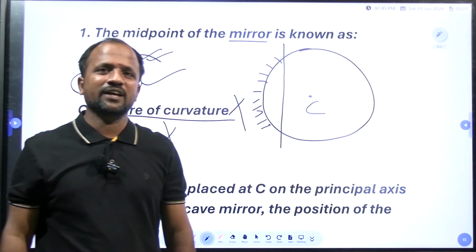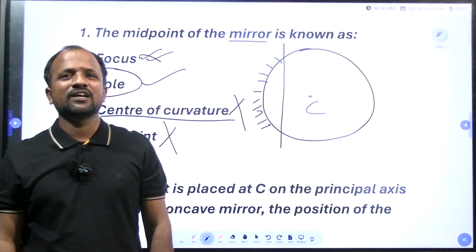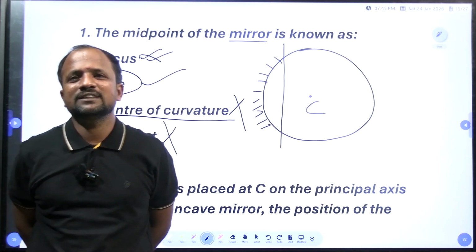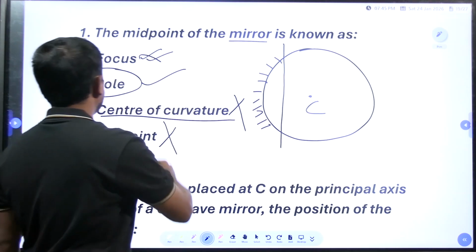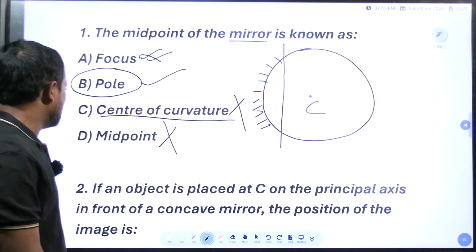Geometric center of a curved mirror is known as a pole. Okay, it is known as a pole. So option B is the correct answer.